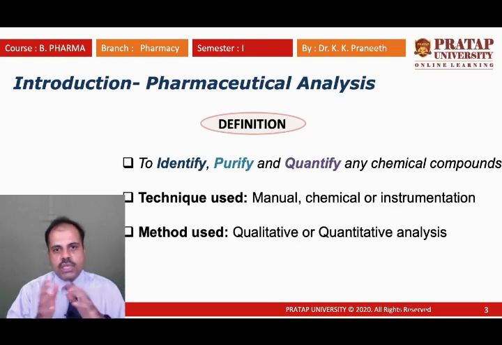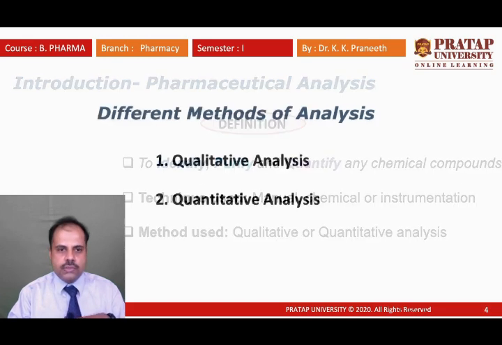Then what methods can we use in pharmaceutical analysis? There are two methods we can use. One is the qualitative analysis method, and the second one is the quantitative analysis method. I will teach you what is quantitative, what is qualitative, with some examples in the next part of this lecture. So let's have a look at what qualitative and quantitative analysis are.